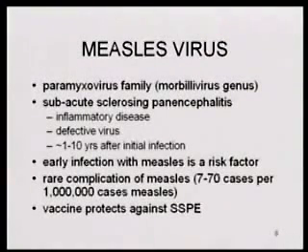Measles virus. So were there any questions on the polyoma viruses? Measles virus, we've already talked about subacute sclerosing panencephalitis. This is an inflammatory disease. You see perivascular cupping, all that sort of thing. It's caused by a defective virus, so you can't isolate infectious measles from the brain of these patients.